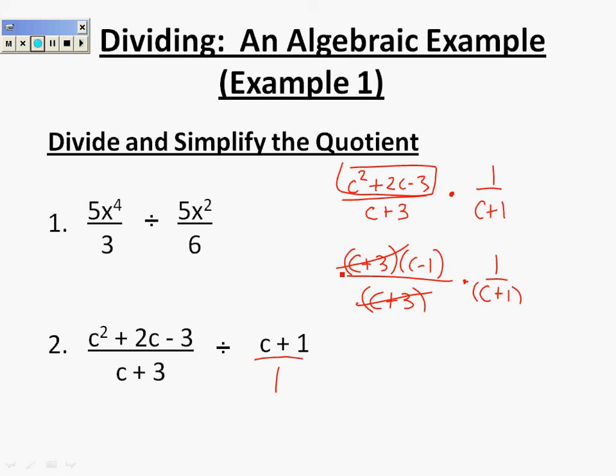So what we're left with then is on the top 1 times c minus 1. We can just put c minus 1 because if you multiply something by 1, it's just itself, right? And the bottom is c plus 1.